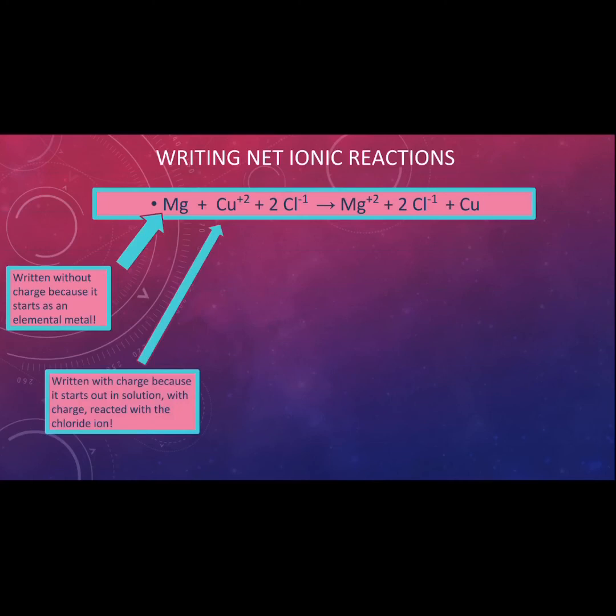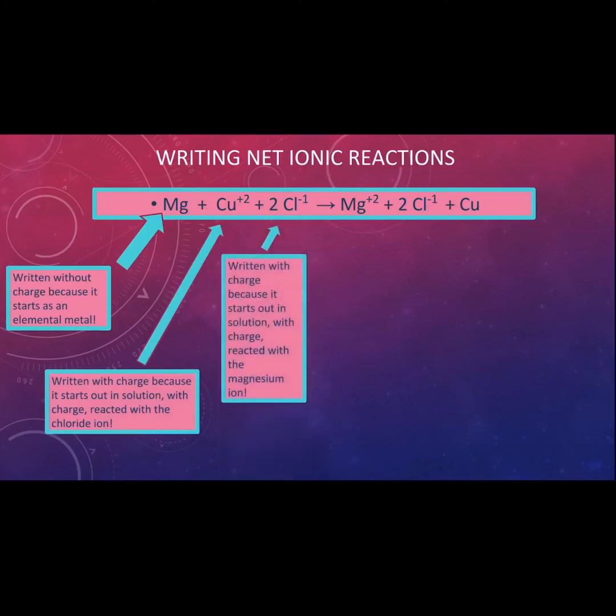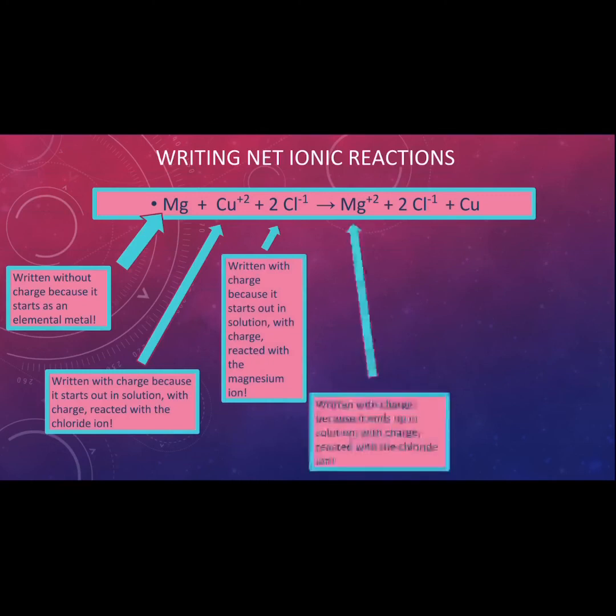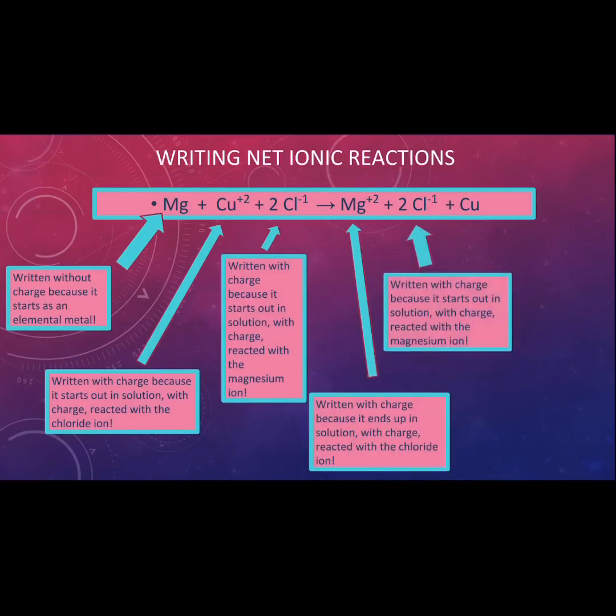It reacted with the chloride ion. This element is also written with a charge because it started in that solution, and we know it's going to react with that magnesium ion in a minute. This magnesium, because it was in that compound, magnesium chloride, is also written with a charge. This one's written with a charge too, same reason. And then lastly, this one doesn't have a charge because that's just a straight element from the periodic table. So generally, if it's an element that's not bonded to anything, we don't need to write the charge.